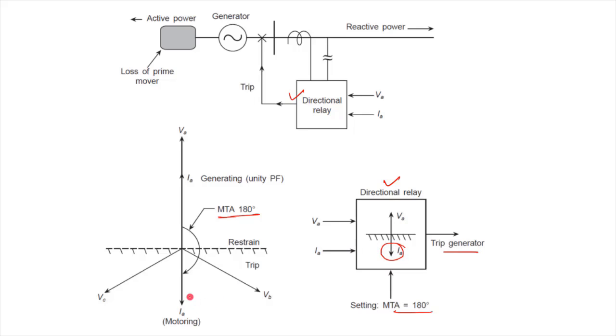We can see here the current IA when it reverses direction. We are considering that under normal condition the generator is generating at unity power factor, and when the current flow reverses, the relay detects it, the current lies in the trip region, and therefore it gives the signal to the circuit breaker to trip the generator. So this is how it detects the loss of prime mover and then trips the generator.